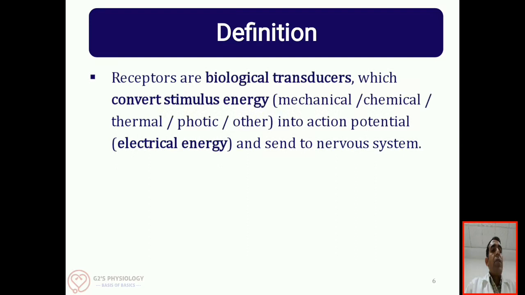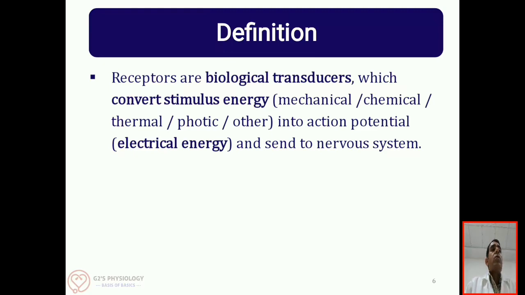It may be mechanical, thermal or any type of stimulus, but ultimately this energy is converted into electrical energy, because our nervous system only transmits energy in electrical form. So it is a biological transducer. Look at this definition: receptors are biological transducers which convert the stimulus energy into electrical energy, and that is why it is called a biological transducer, because it converts one kind of energy into another type.